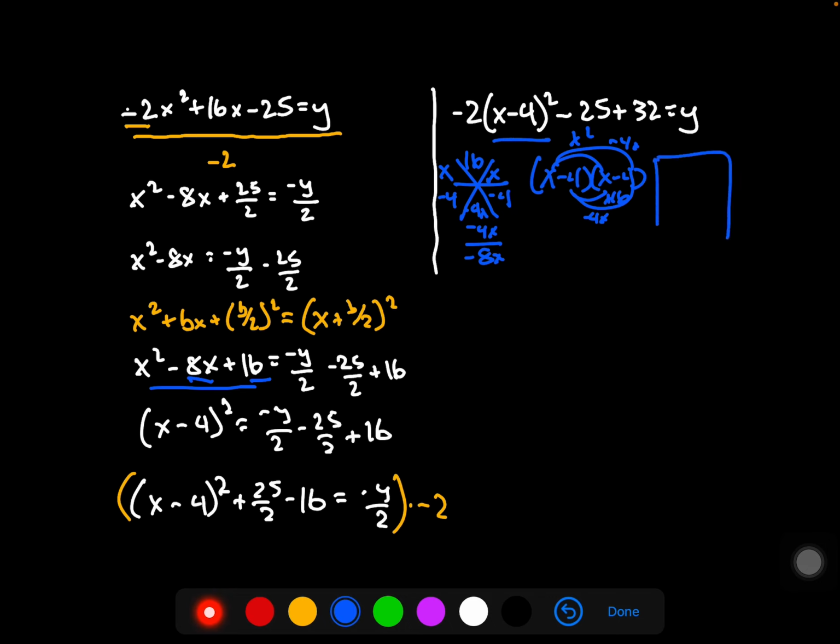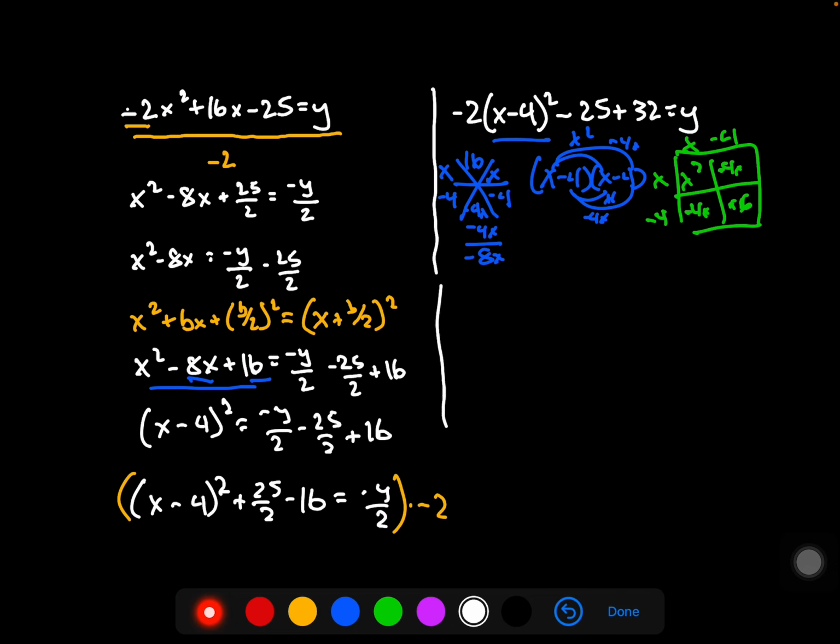There's a third way. Put it in a different color. x minus 4, x minus 4. There might even be a fourth way. We get x squared minus 4x minus 4x plus 16. So that checks out. Now I can combine like terms.